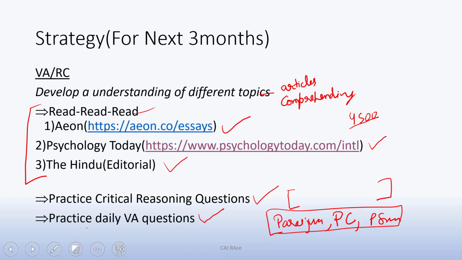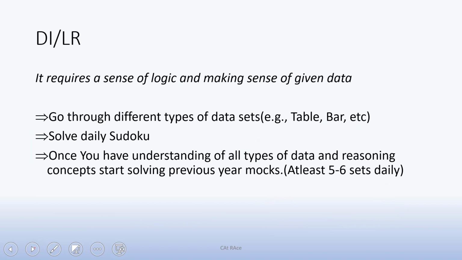So that was the VARC section, now let's move to the DILR section. The DILR section is a section which is common play for all persons, whether you are from a commerce background, non-engineering background or engineering background. These types of questions require a sense of logic and making sense of given data. You must have seen that for the last 3-4 years DILR has been the toughest section. But this year the difficulty level was a little bit down.